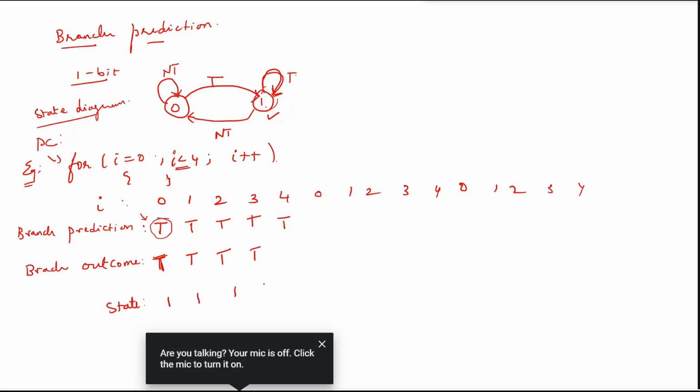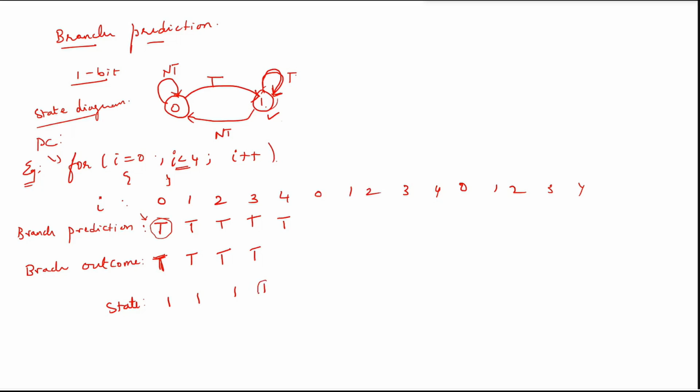Here also state 1, state 1, state 1. Okay, since it is state 1, the previous prediction is 1. So when it goes for i is 4, you think the branch is going to be taken. Since it is going to be taken, the prediction is taken, but when you go with the actual outcome, what is it? It is not taken.